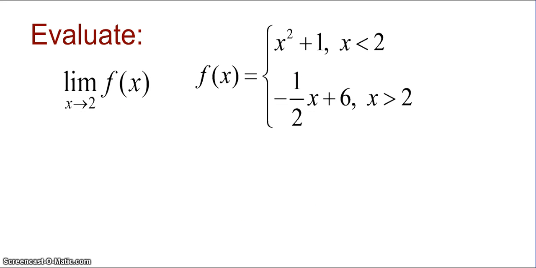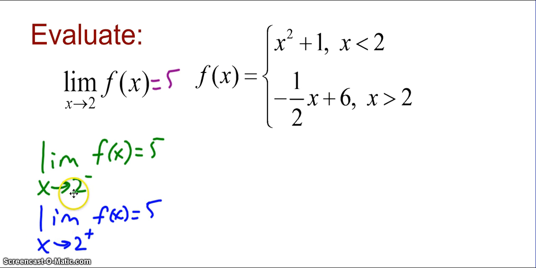Alright, so now I want you to look at the limit as x goes to 2 of f of x, when f of x is x squared plus 1 when x is less than 2, and -1/2 x plus 6 when x is greater than 2. I want you to evaluate this limit. Pause the video, unpause when you're ready to check your work. Alright, so what we want to do here is look at the limit as x goes to 2 from the left of the function, which turns out to be 5, and the limit as x goes to 2 from the right of the function is also 5.